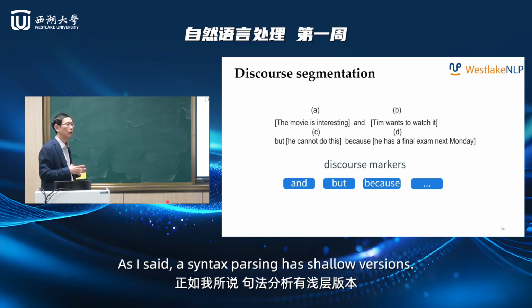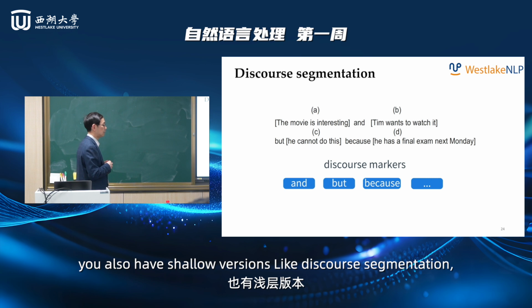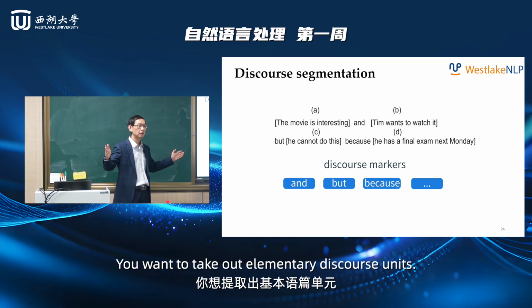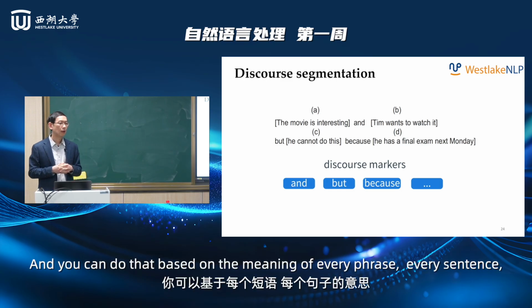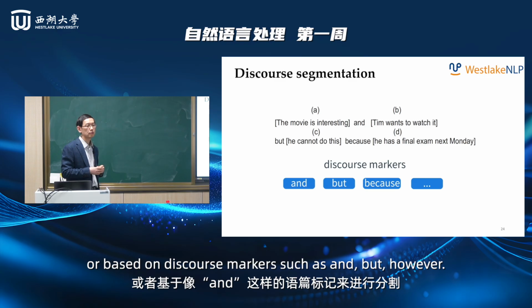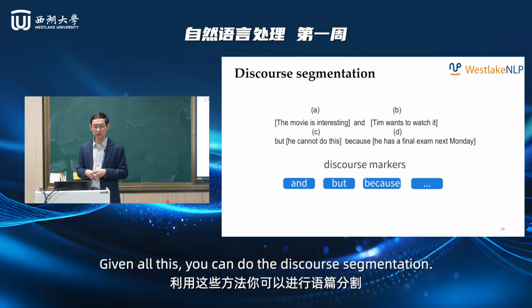As I said, syntactic parsing has shallow versions, right? So for discourse parsing, you also have shallow versions like discourse segmentation. You're given a big passage. You want to take out elementary discourse units. This is called discourse segmentation. And you can do that based on the meaning of every phrase, every sentence, or based on discourse markers such as and, but, however. Given all this, you can do the discourse segmentation.